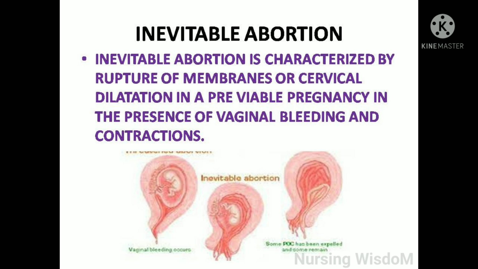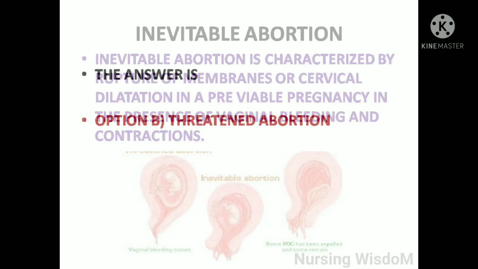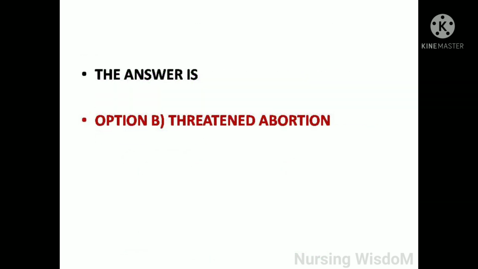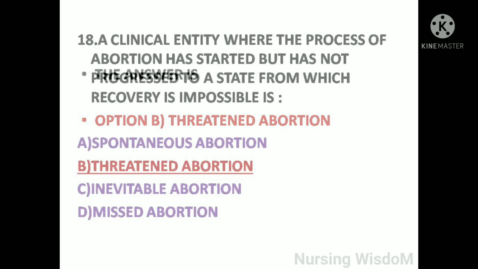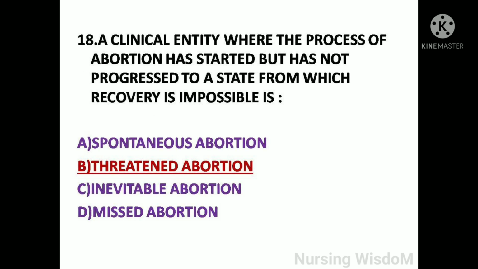Inevitable abortion. Inevitable abortion is characterized by rupture of membranes or cervical dilatation in a pre-viable pregnancy in the presence of vaginal bleeding and contractions. So here the answer is option B, threatened abortion. A clinical entity where the process of abortion has started but has not progressed to a state from which recovery is impossible is option B, threatened abortion.